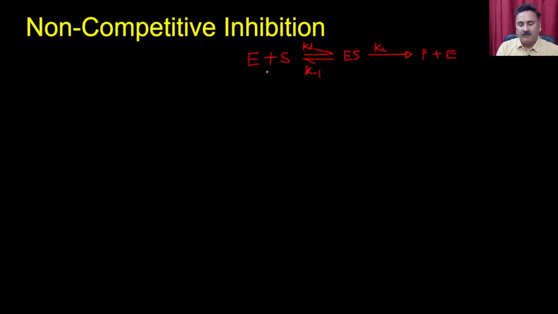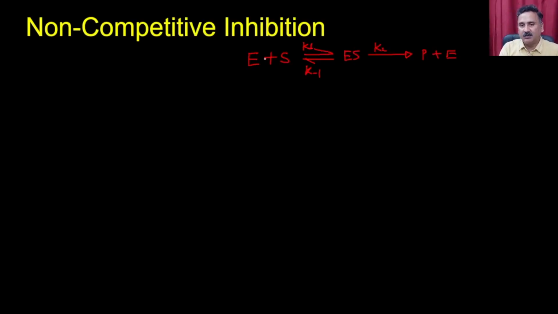Now, in non-competitive inhibition, because the inhibitor does not compete, it binds to a discrete site, or allosteric site. Because it binds to a discrete site, it can bind to the free enzyme and it can also bind to the enzyme-substrate complex. So it can form the enzyme-inhibitor complex, or it can bind here and form the enzyme-substrate-inhibitor complex. This is called Ki, and this is called Ki prime.